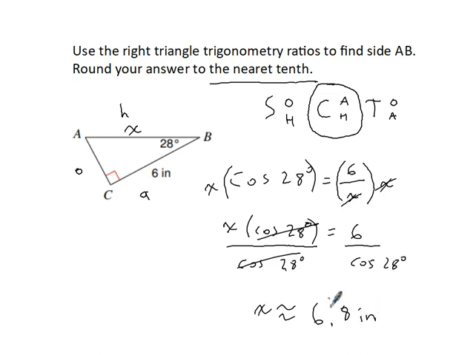In this problem, the unit of measure is inches, so the length of side AB, the hypotenuse, is 6.8 inches. Hopefully, this example will be helpful to you as you are faced with using the cosine trig ratio to solve for a side.